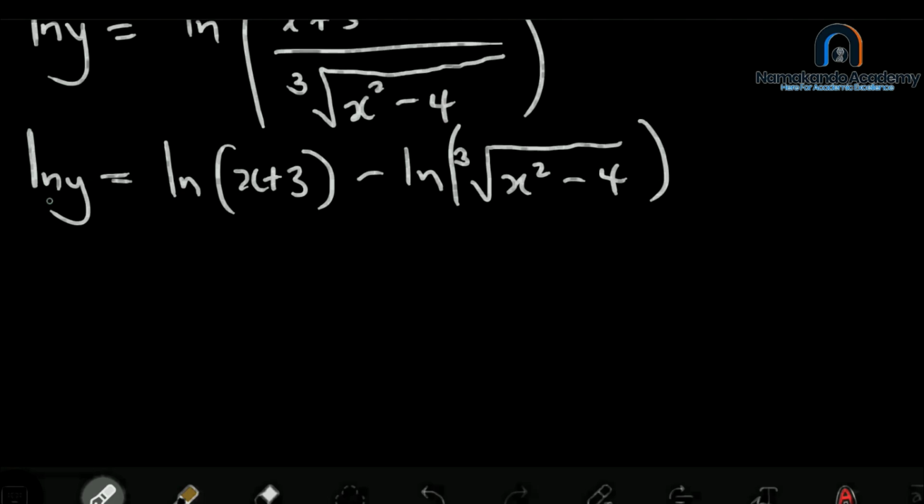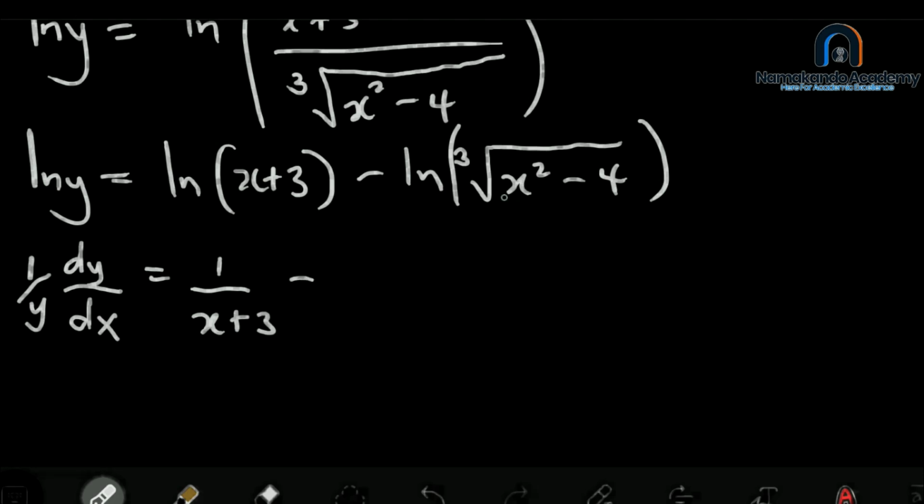Differentiating the left hand side, we get 1 over y dy/dx. This is equal to differentiating the right hand side. After differentiating this part, we divide by the same part, which is x plus 3. Differentiating x plus 3 will simply give us 1, over x plus 3. Then minus.